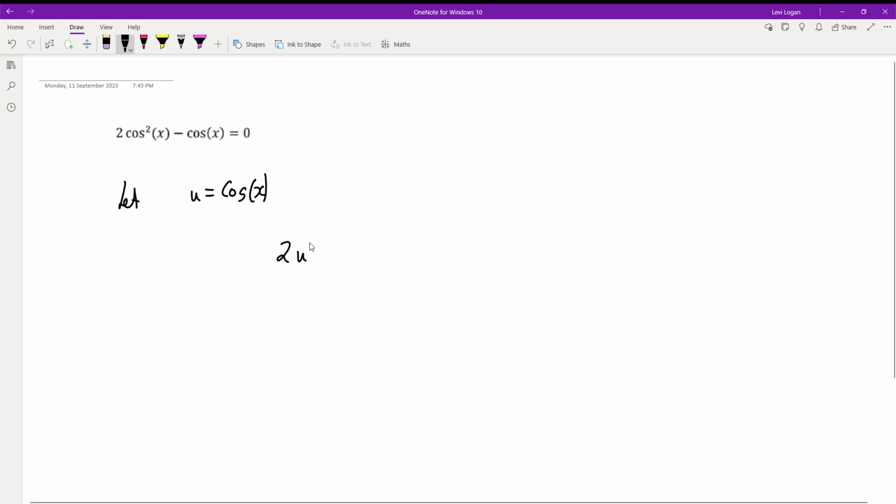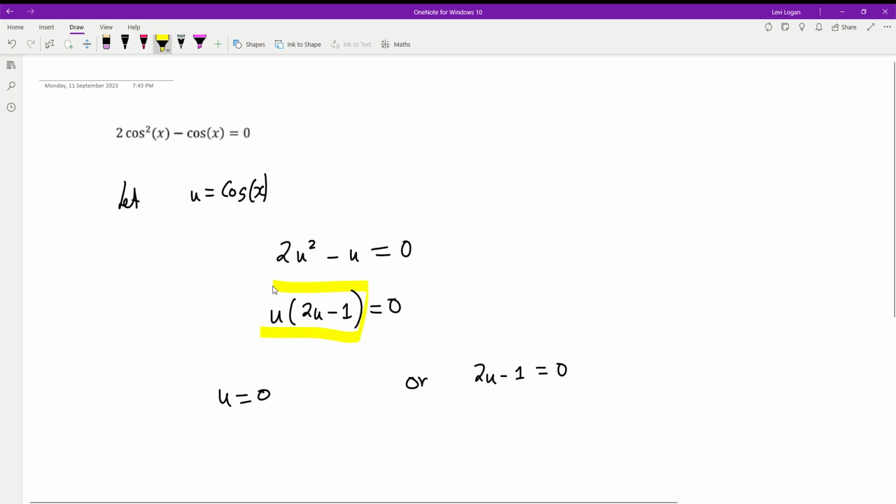So you have 2u squared minus u equals 0. So you can divide both sides by u, or you can factor it out like this. So you have 2u minus 1 equals 0. So now you've got u equals 0, or you've got 2u minus 1 equals 0. The reason why we have this statement is because in order for this to be true, u needs to be 0, or this needs to be 0. That's the only way it's possible.